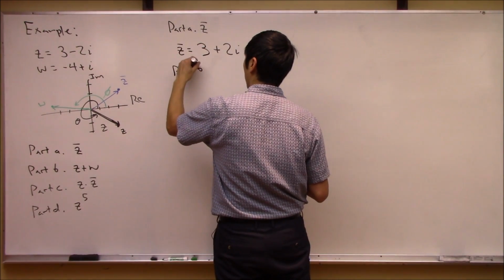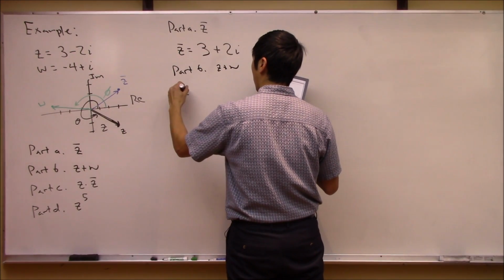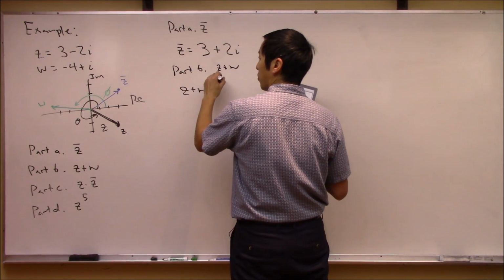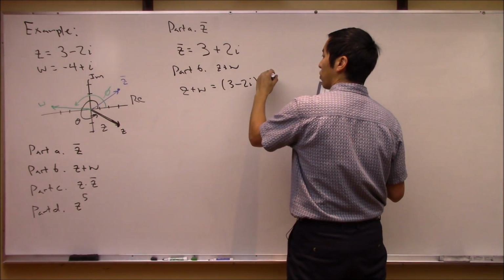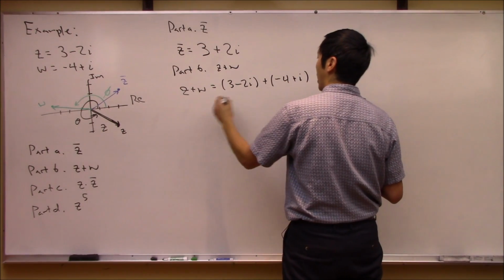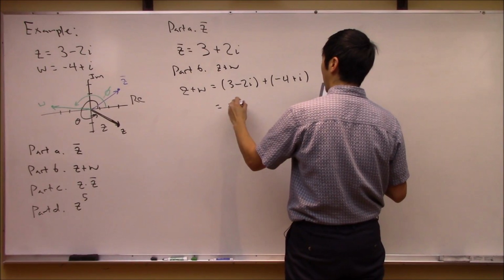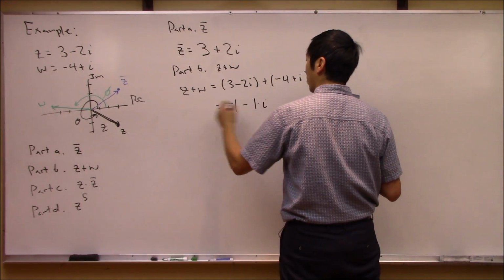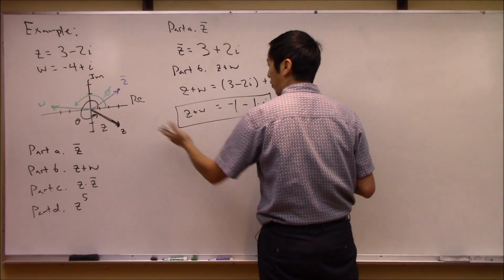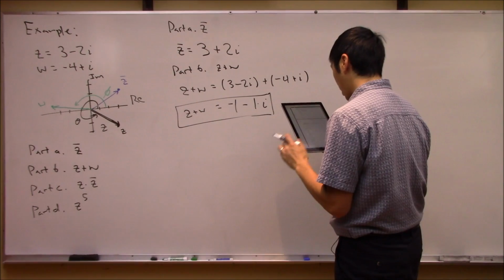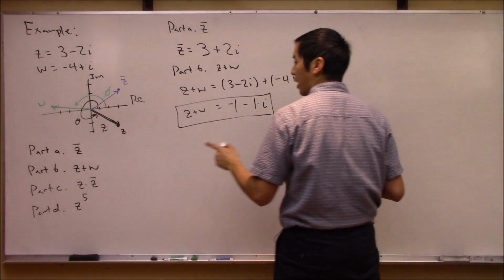Moving on. Part B, I want to look at z plus w. If you write that out, z is 3 minus 2i, plus w, which was negative 4 plus i. Just add the real components, so we get negative 1, and then negative 1 times i. So here's z plus w. Nothing super fancy. I don't know if it's worth drawing it; I think you get the point at this stage of what this looks like. Let's go ahead and do part C.